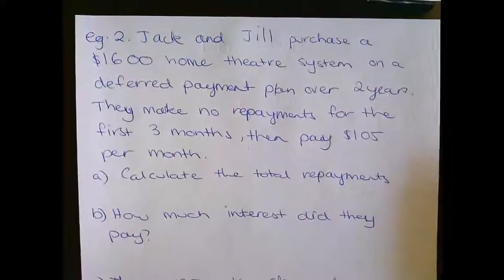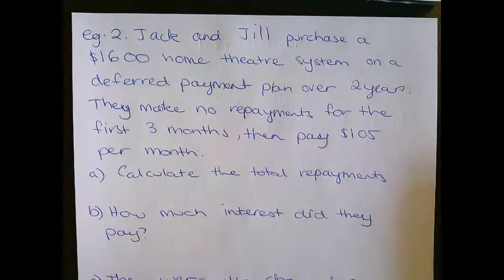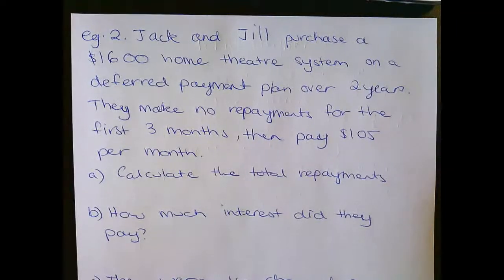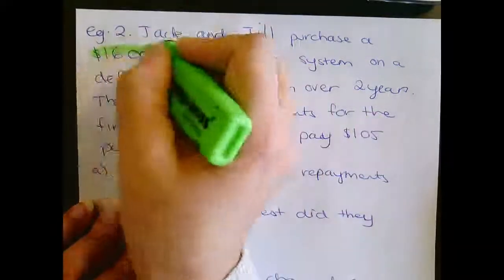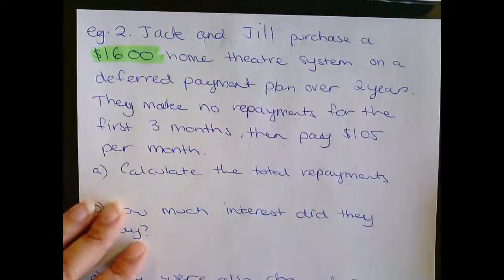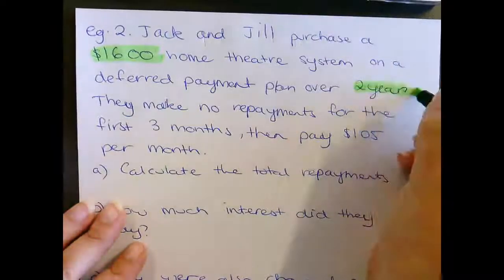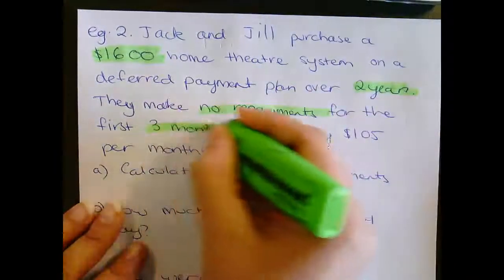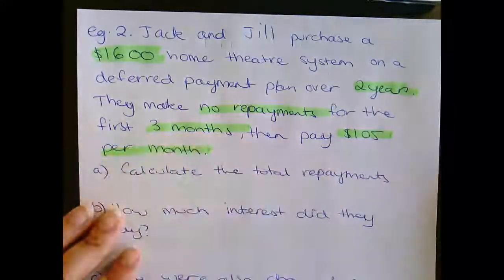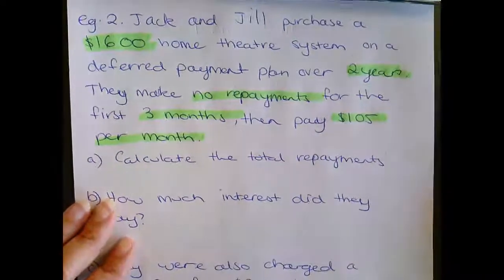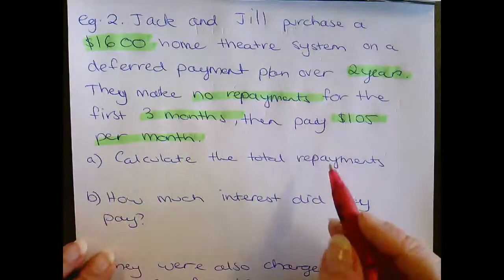All right, another example. Jack and Jill purchase a home theatre system on a deferred payment plan over 2 years. So for the first 3 months, they're not going to make any payments. And then, really should get my highlighter out for this one. So $1,600 over 2 years, no repayments for the first 3 months, and then they're going to pay $105 per month. So calculate the total repayments.